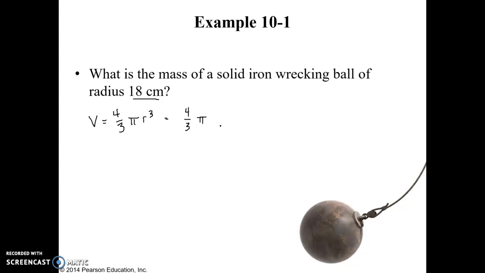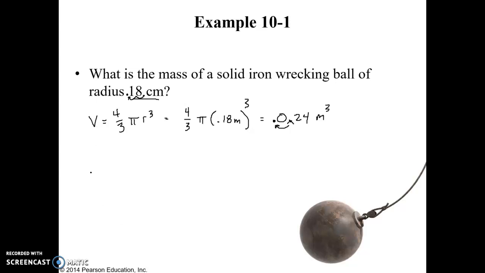So we take 4/3 times pi times our radius, which is given to us as 18 centimeters. Now, we would like to use meters. That's our standard unit of length. So converting that to meters, we just have to move the decimal place 2 times, and this becomes 0.18 meters cubed. Okay, so 4/3 pi times 0.18 cubed gives us 0.024 cubic meters. So we know the volume.